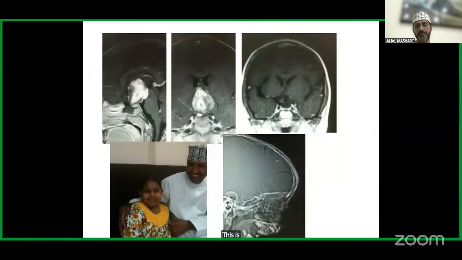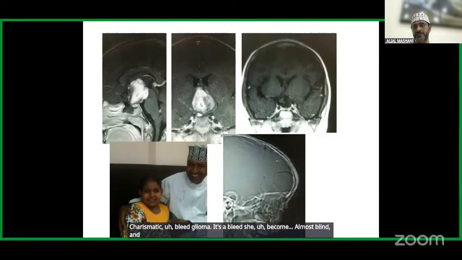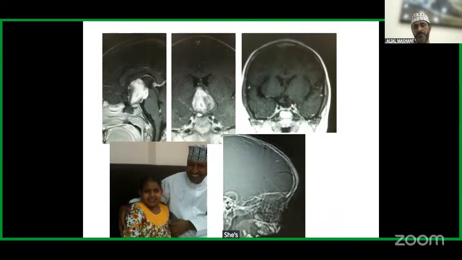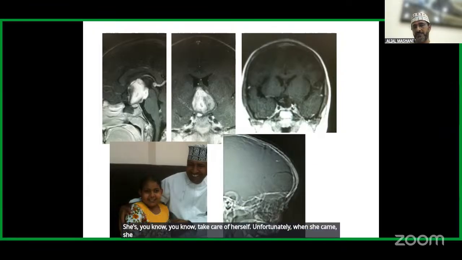This is another patient with a hypothalamic chiasmatic glioma. It's a bleed. She became almost blind, and we did a craniotomy. You can see it. This is after 4 years. She is on hormonal replacement, and this is post-op. She takes care of herself. Unfortunately, when she came, she was blind.